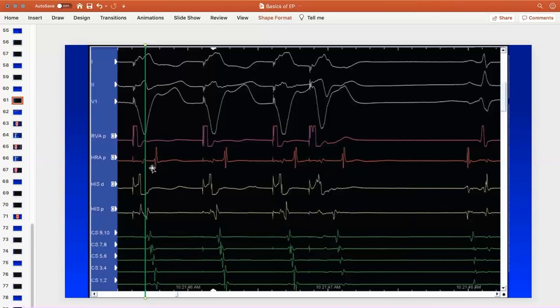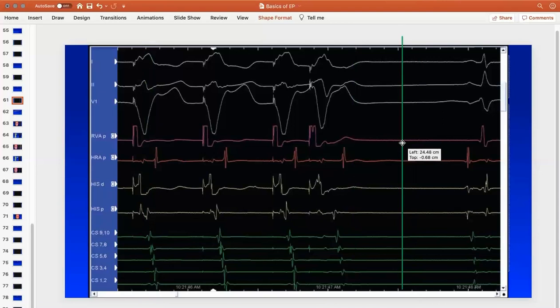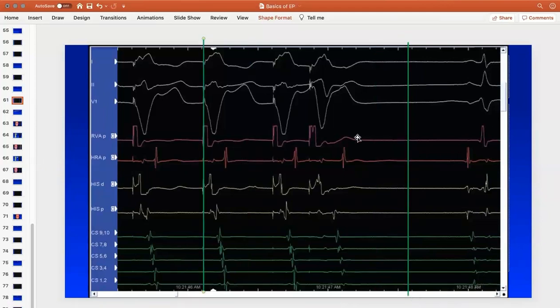There is always about 30 milliseconds difference between the His and the HRA, but that tells you if you have a right sided pathway. Okay, so what is different here? The difference is in the last beat. There is an extra stimulus. Okay, good. So that's the VA, and I think it's a little bit prolonged. Nice. Very, very nice. Thank you.